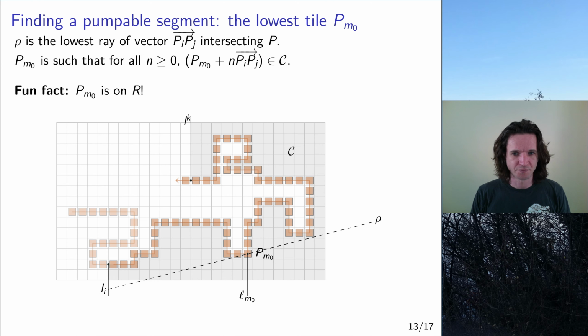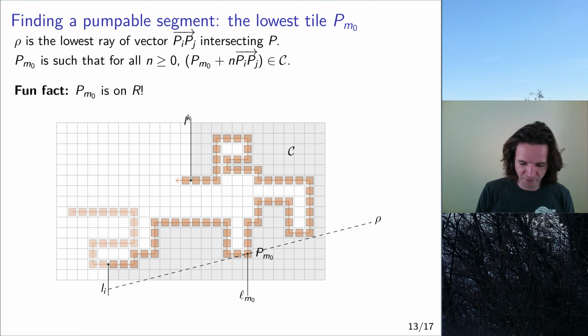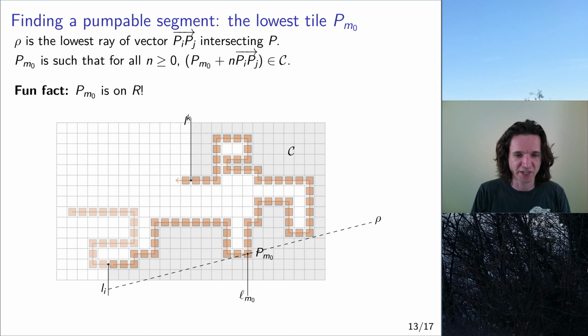All right. So the next thing, I'll come back to R later, but before that I want to find an initial pumpable segment, and then I'll use R to iterate to do an inductive proof on candidate segments. So I'll find later and later candidate segments until at some point one of them can be repeated forever.